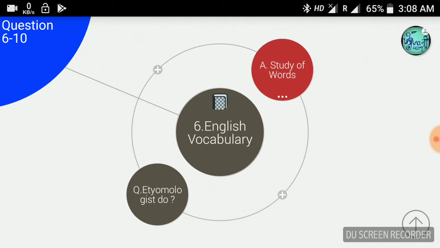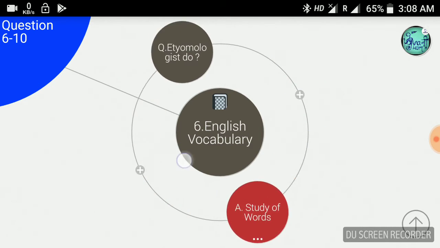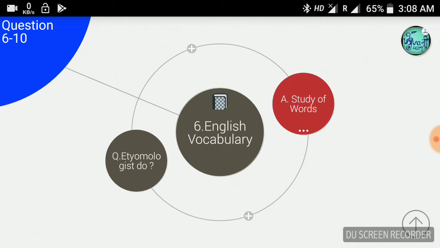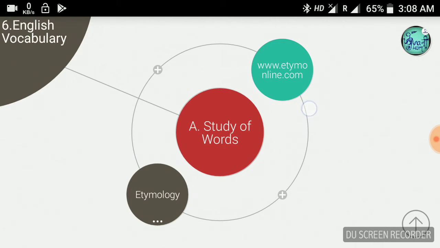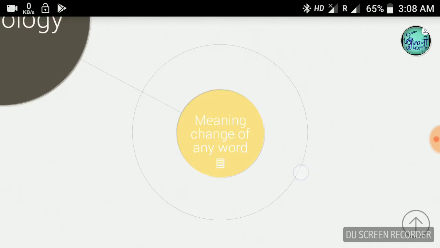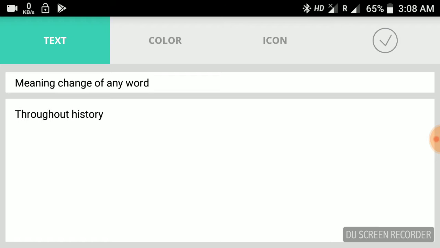So the first question is: what do etymologists do? What basically do etymologists do? The answer is that etymologists study words and their history, and the change of meaning throughout history. So this is what etymology is: the change of meaning of any word throughout history.